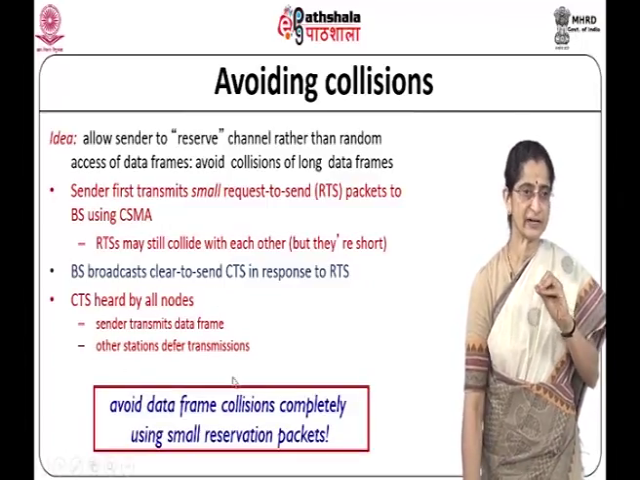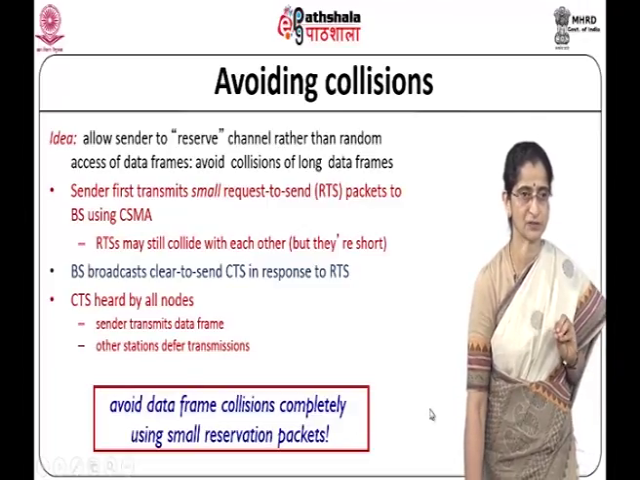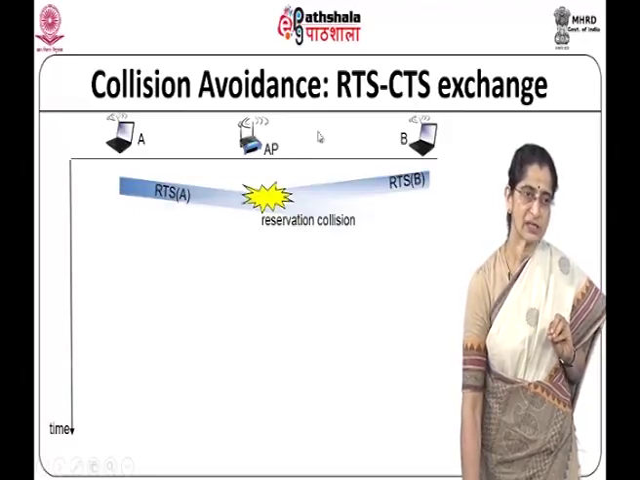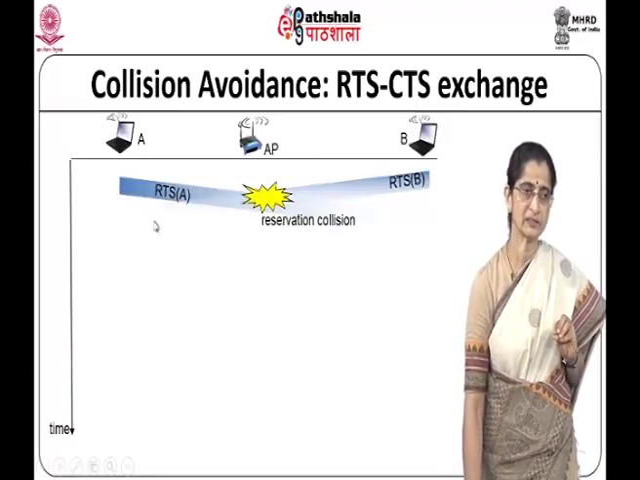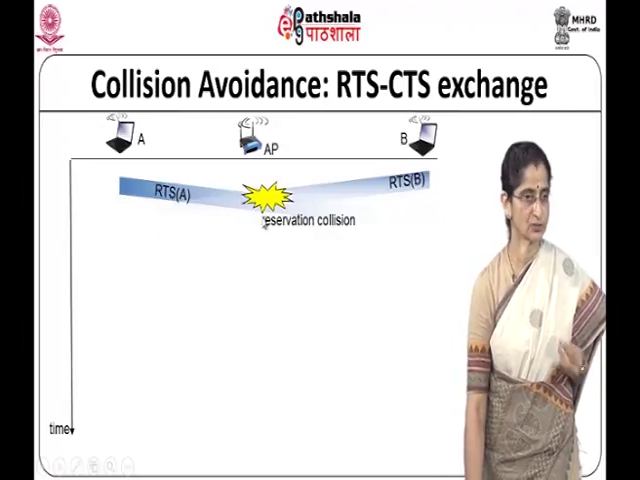So you avoid data frame collisions completely using these small reservation packets. That is the idea that is used, okay. So this is basically how it will work. So let us say for instance A and B want to send data. So this sends an RTS, this also sends an RTS, a collision could occur. So a reservation collision occurs.